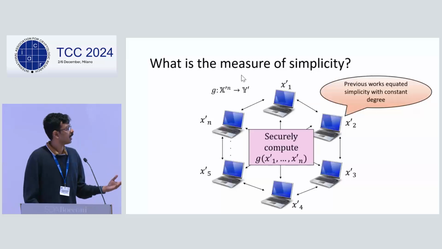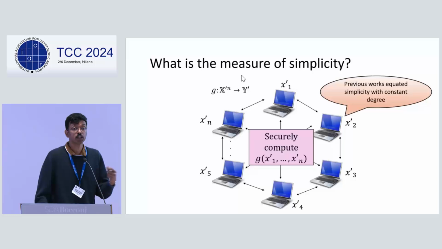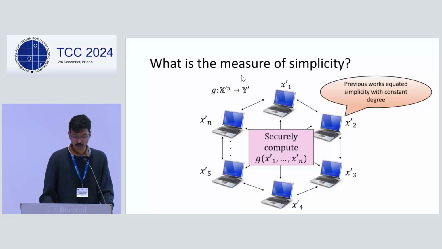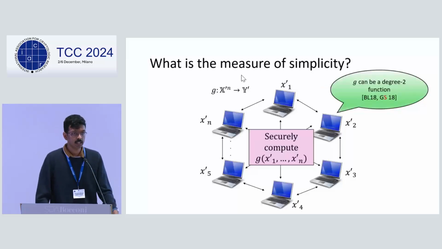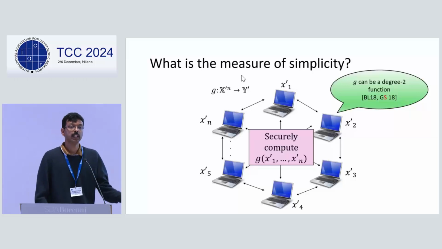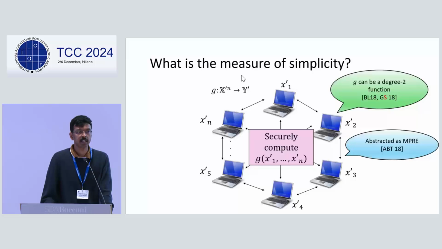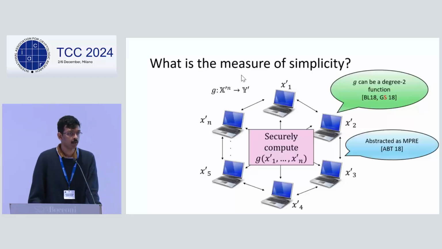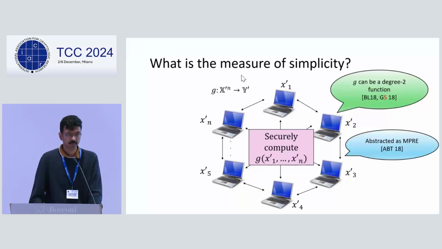So this approach of considering constant degree functions has been instrumental in constructing constant round secure computation protocols, and this actually culminated in a work by Ben Hamuda and Lin and Garg and myself, who showed that g can in fact be a degree 2 function. And this reduction was abstracted in a nice work by Benny, Zvika, and Rotem as multi-party randomized encodings.